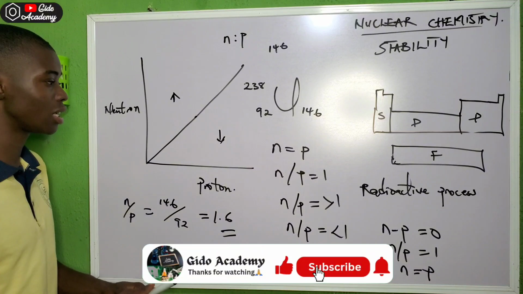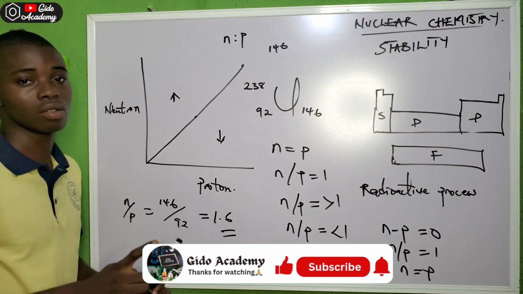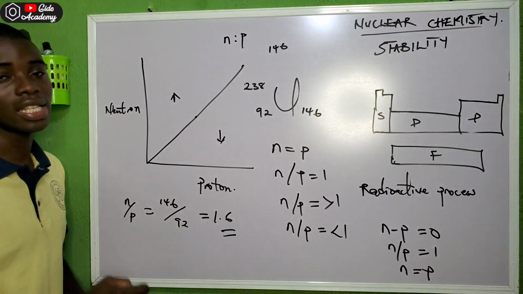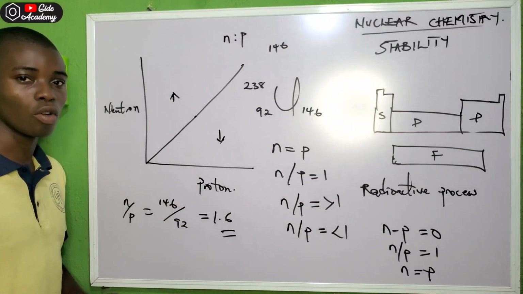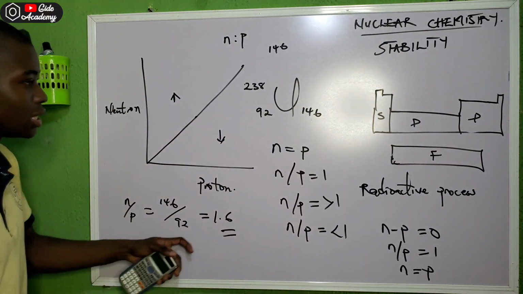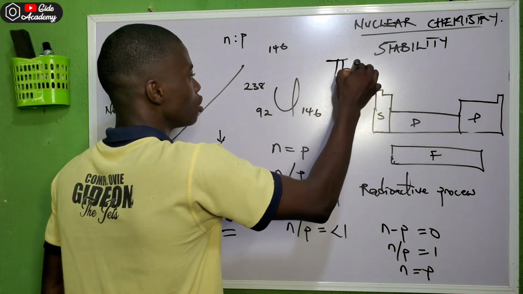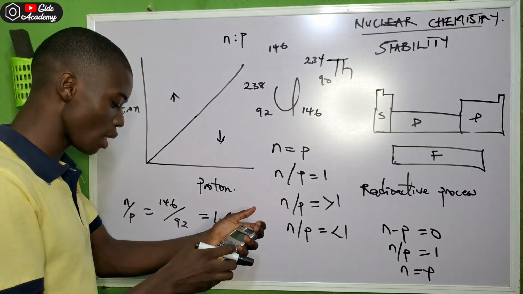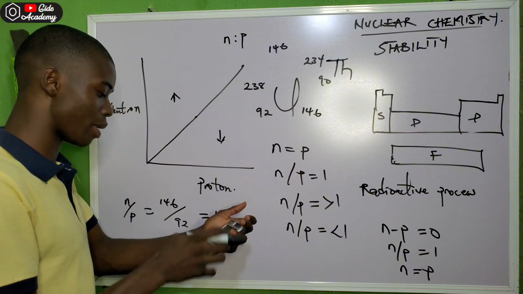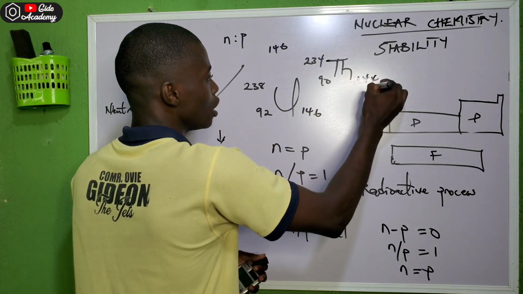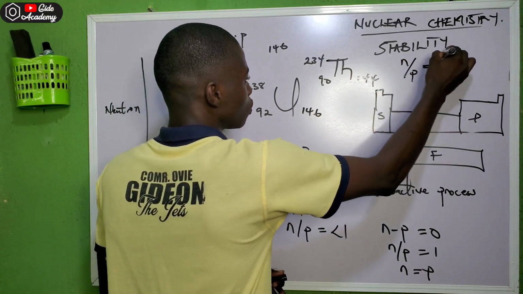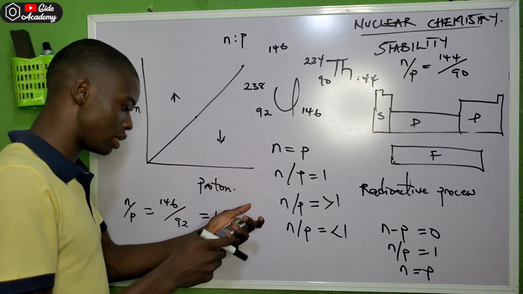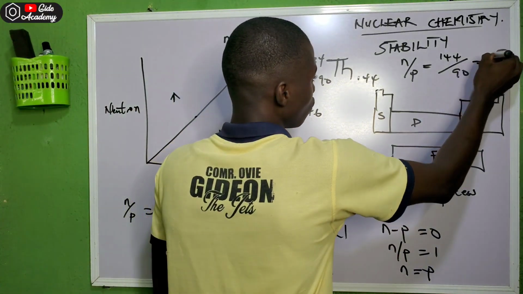So since our answer is greater than 1, it will be above the stability what? Belt, or band of stability. That is to say, this particular element is not stable. So there is a higher tendency that it is going to disintegrate to form a stable nuclide. When this disintegrates, let's assume that we have thorium. Thorium is 234, and here is 90. So 234 minus 90 as the neutron number gives 144. The formula is neutron over proton. The neutron is 144 while the proton is 90. If you divide it by 90, our answer is 1.6.